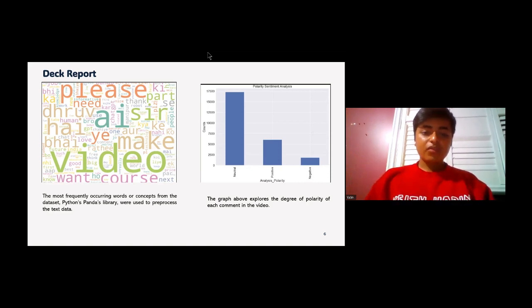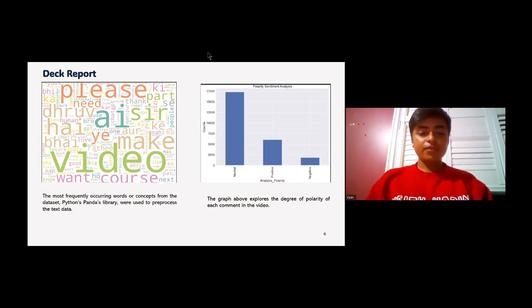And for example, a word like good or bad: good is something that has a positive intent, and bad is something that has a negative intent. And we can see that most of the comments were neutral, and almost half of that were positive, and almost 1/3 of that were negative. So as we can see, moving ahead, the future of ChatGPT and AI language models is quite bright.